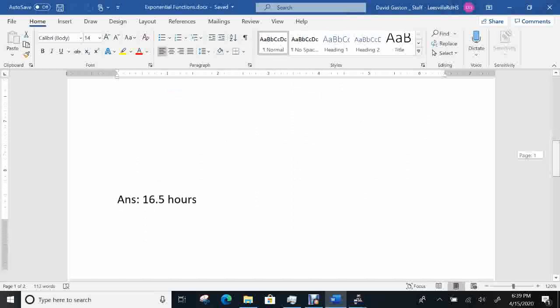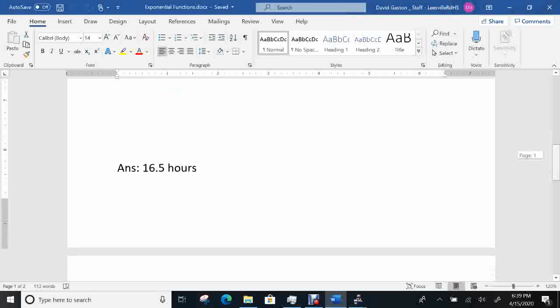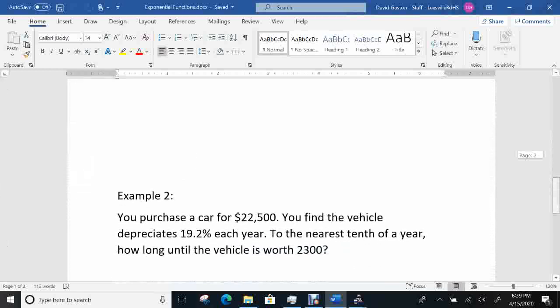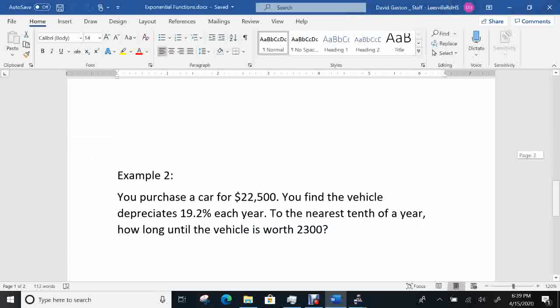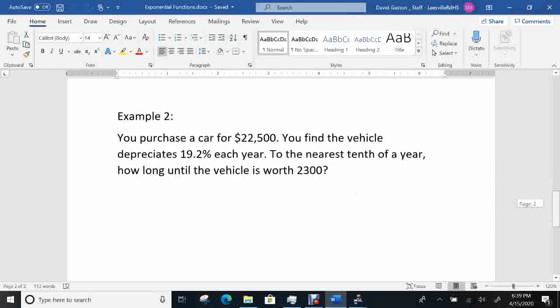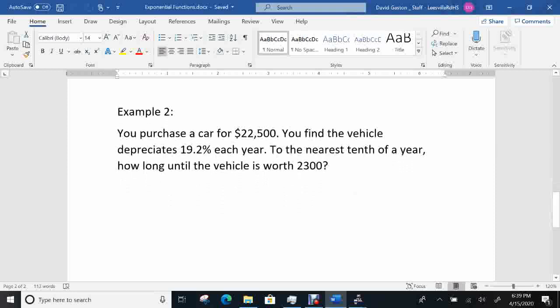Now, if I have another problem where instead of things going up, the number goes down, that's what I have here in example 2. I purchase a car for $22,500. I find that the vehicle depreciates at 19.2% each year. To the nearest tenth of a year, how long until the vehicle is worth $2,300? I'm going to do the exact same thing in my calculator that I did before, but first I have to write my equation.